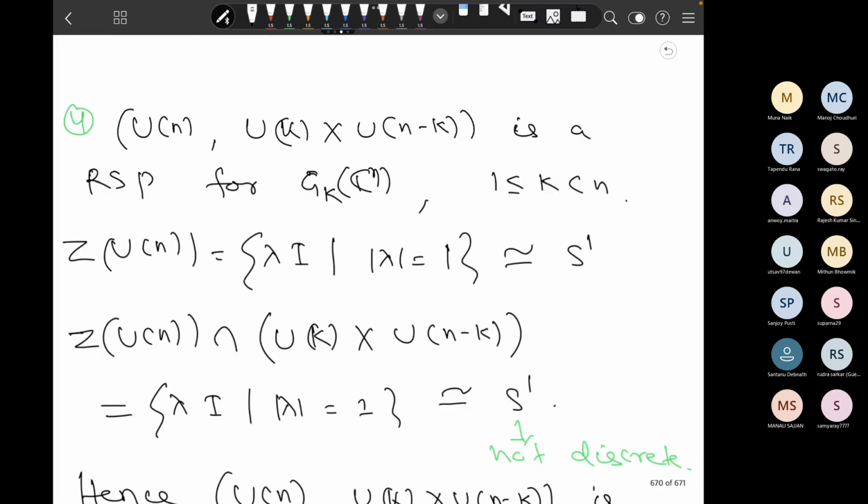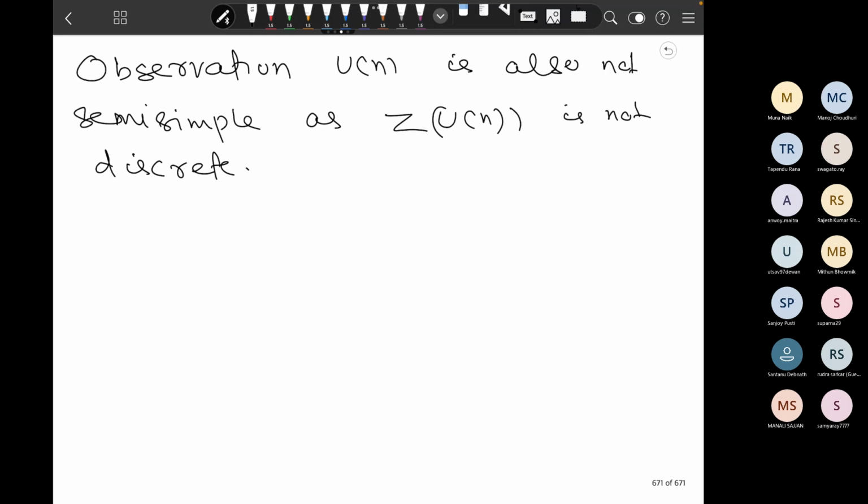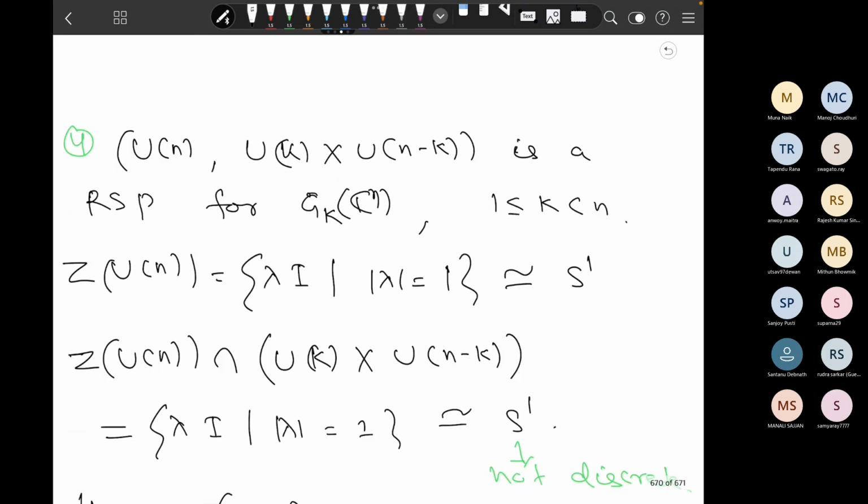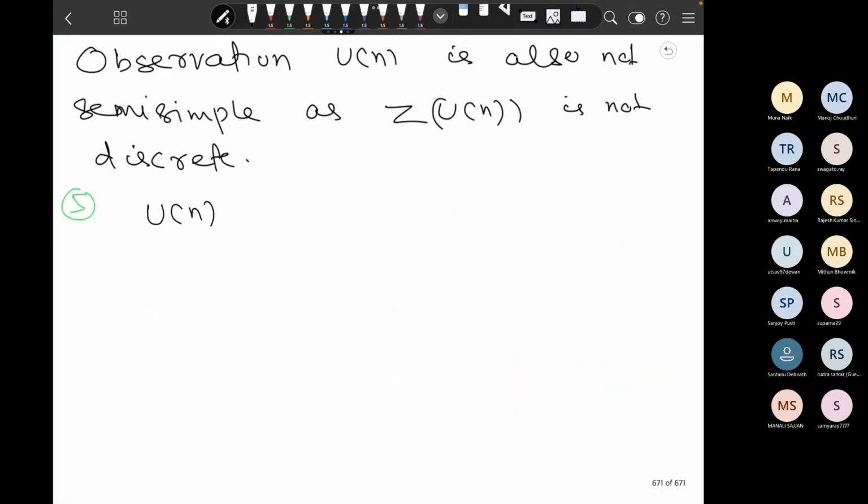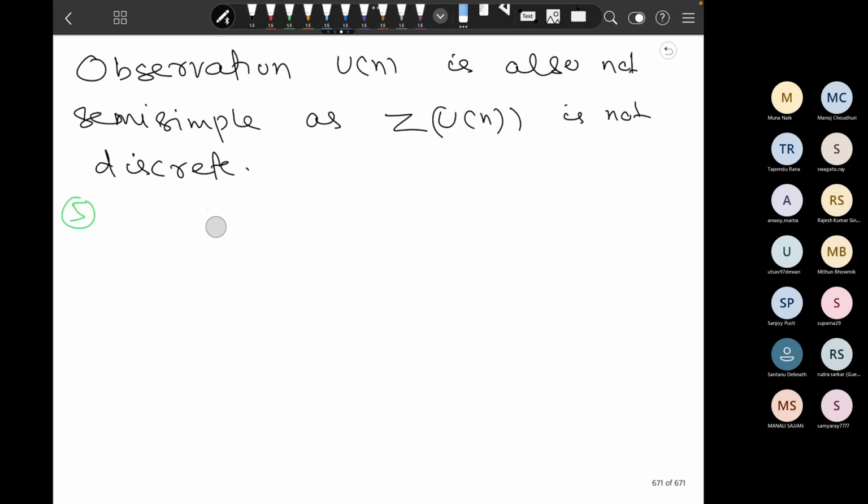So this was the thing. Fourth example. Let us give me the fifth example. Fifth is the same thing. Okay, so now fifth is really, you know that this SPN, this thing SPK cross SPN minus K.